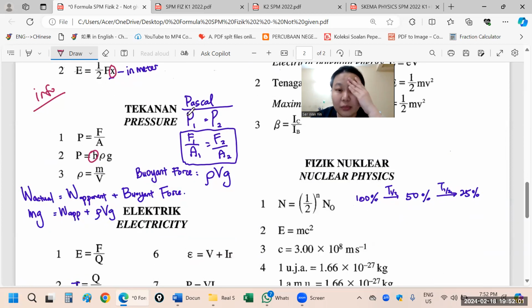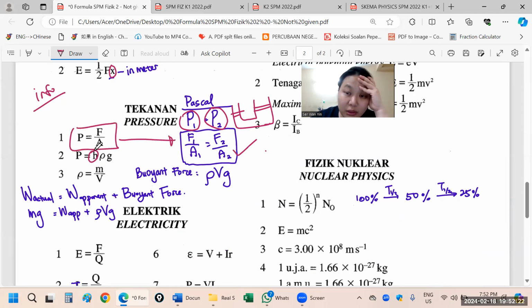Okay, pressure. Pascal's principle is saying that pressure is transmitted equally. Means P1 equals P2, the hydraulic principle, hydraulic jack. Okay, so this formula is not given, modified from this formula. Okay, P equals h rho g. Actually this h is counted from the top to the bottom, from the surface of the water to the object.